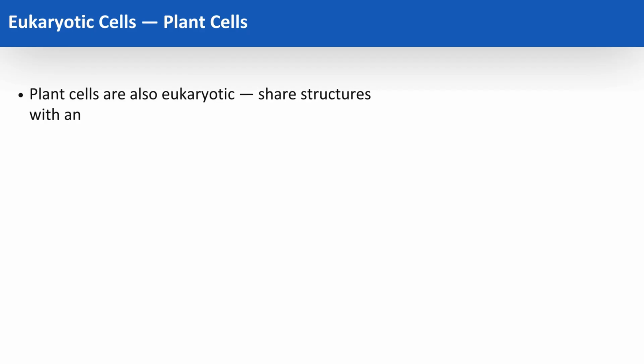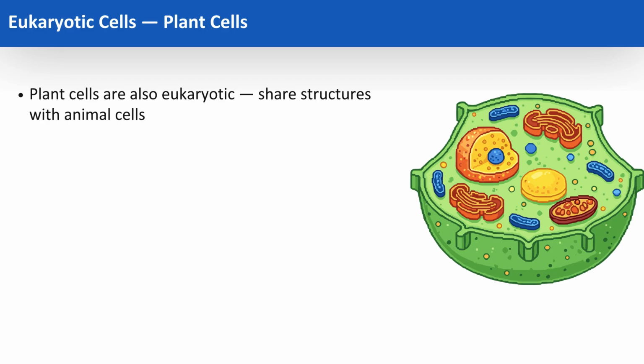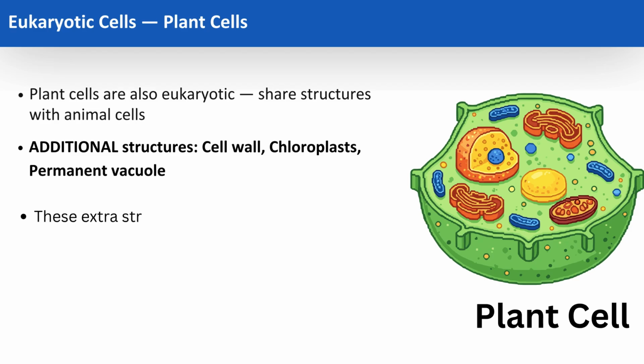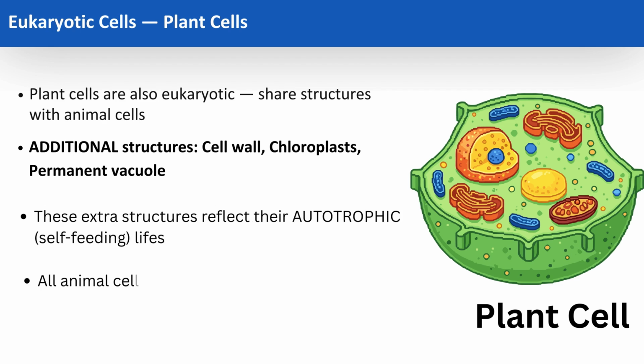Let's talk about the plant cells. Plant cells are eukaryotic cells, which means they share many structures with animal cells. These are the nucleus, the cytoplasm, the cell membrane, and many other parts. But plant cells also have additional structures that animal cells don't, like a cell wall, the chloroplast, and permanent vacuole. These extra structures are linked to their autotrophic lifestyle, and that's why the plant can prepare its own food using the sunlight energy. So keep in mind, plant cells include all the structures of animal cells plus three important structures as well.